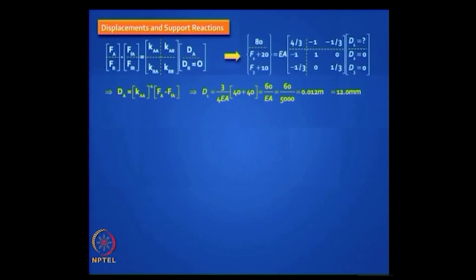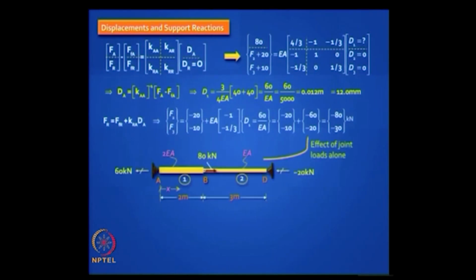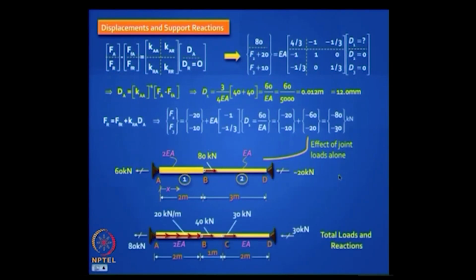After you get the answer, what do you do? You plug it into the second equation, find the support reactions. If you want to interpret the support reactions, you will find that due to the joint load effects alone, this 80 kilonewton is passed on as 60 and 20, and due to the complete response, that is you add up these two quantities, you get 80 and 30, and you can check equilibrium, check sigma Fx equals 0. Please go through this exercise, it is quite simple.